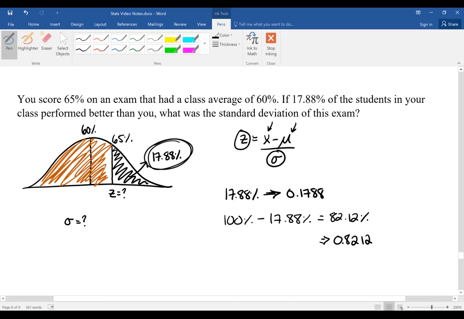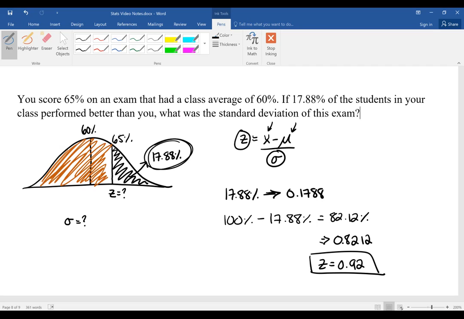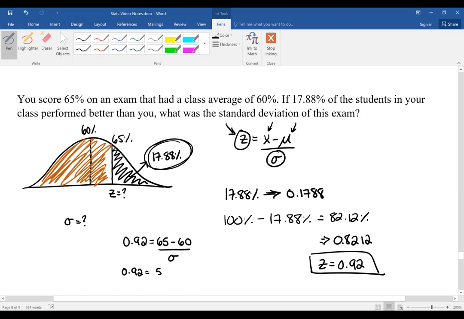All right, let's go find this decimal in our z-score table. Pause the video, go take a look, come back when you're ready. If you read your z-score table correctly, you should find that you have a z-score of 0.92. Now that we have a z-score, we can solve for our standard deviation. Let's plug everything in. So 0.92 equals my x value, which is 65, minus my mean, which is 60, divided by my standard deviation. All right, let's clean this up a bit. We got 0.92 equals 5 divided by standard deviation.